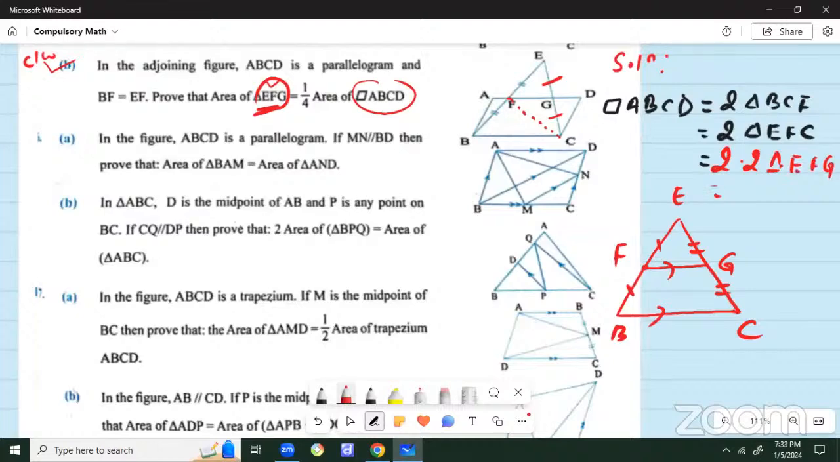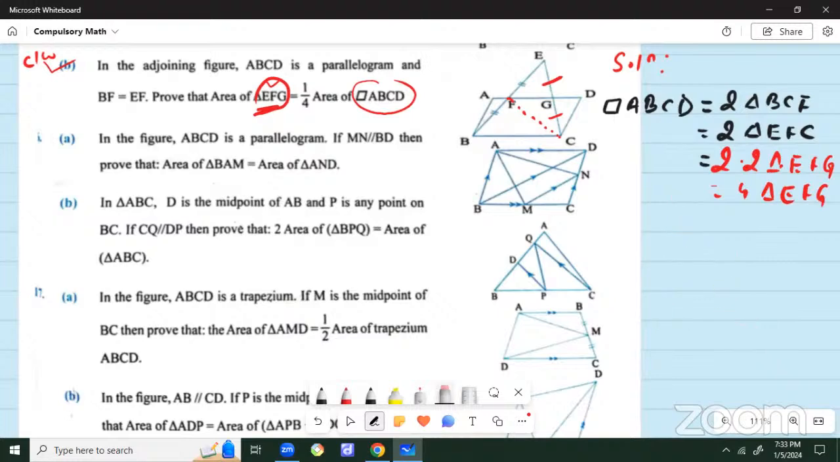So we will get here four times triangle EFG, and simplifying this one, we will get the relation that the area of triangle EFG is 1/4 of the parallelogram ABCD. Okay, take 2 minutes to write it systematically.